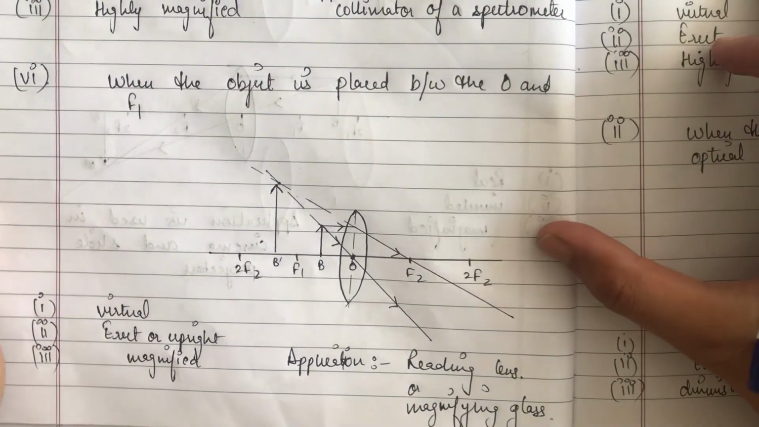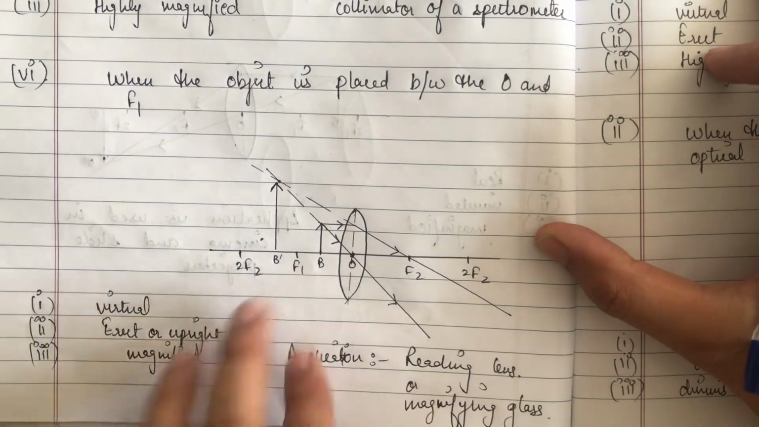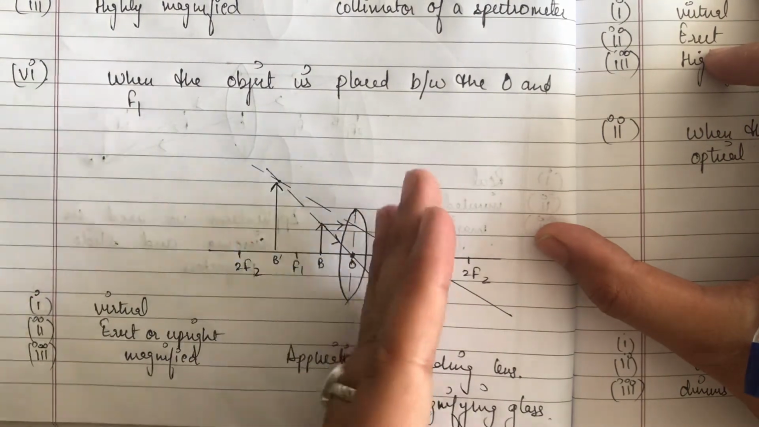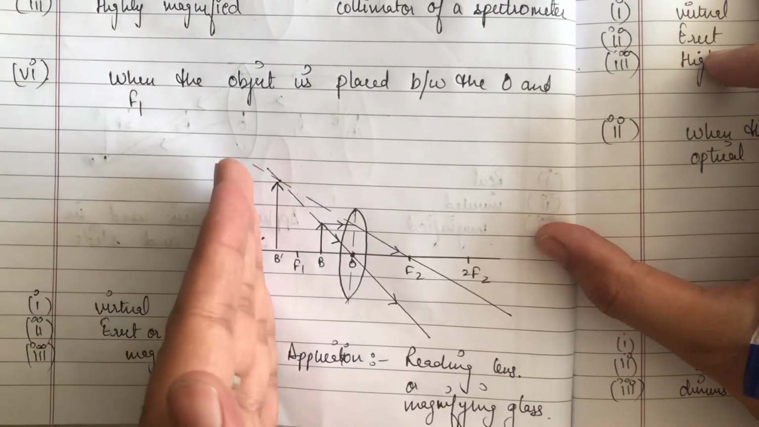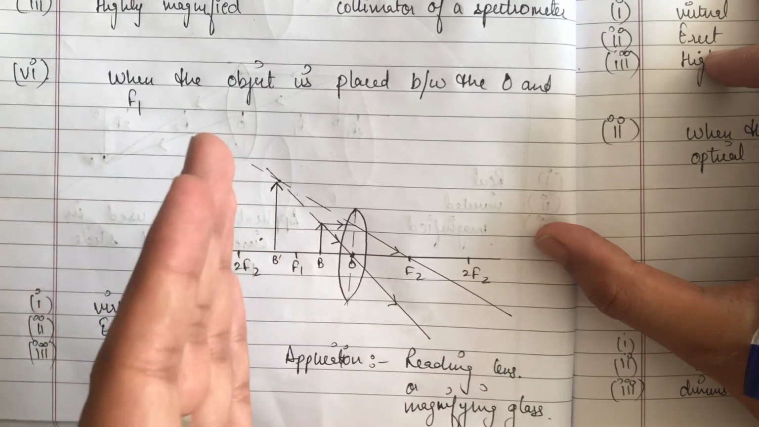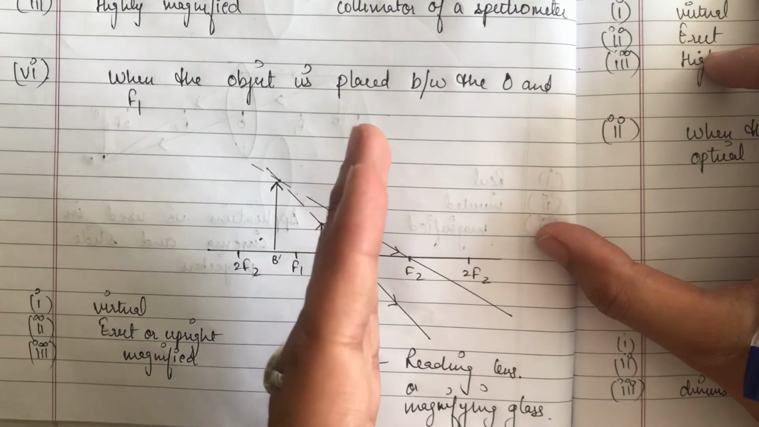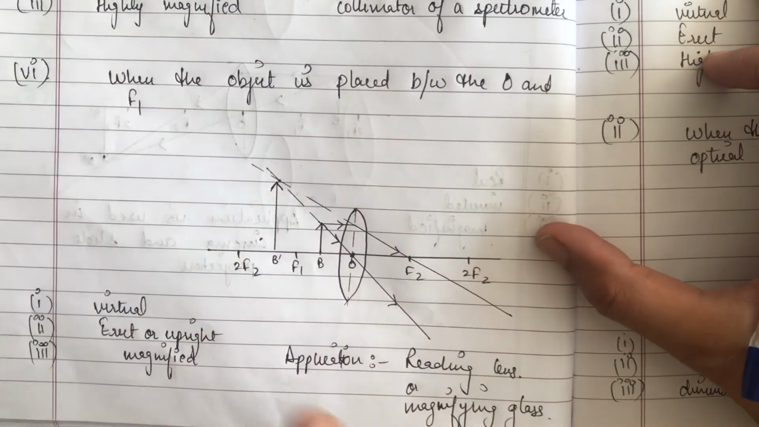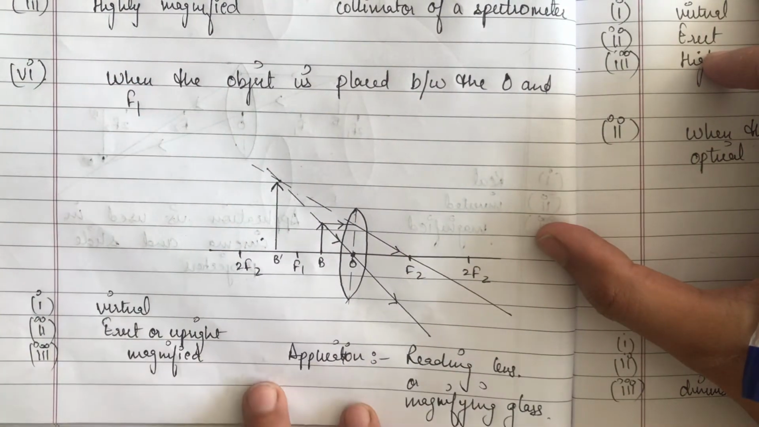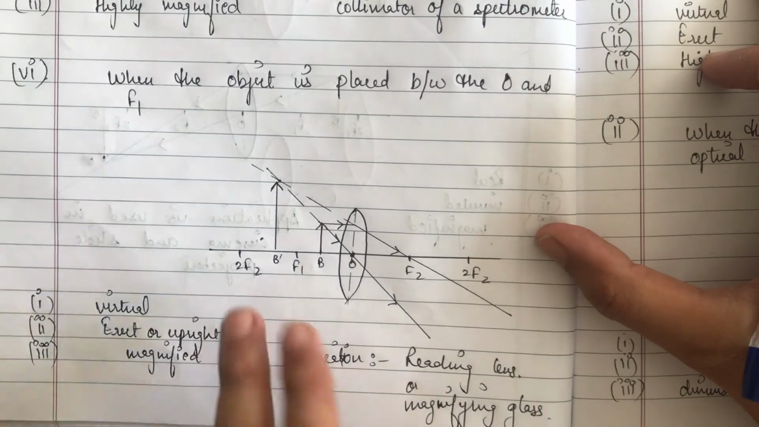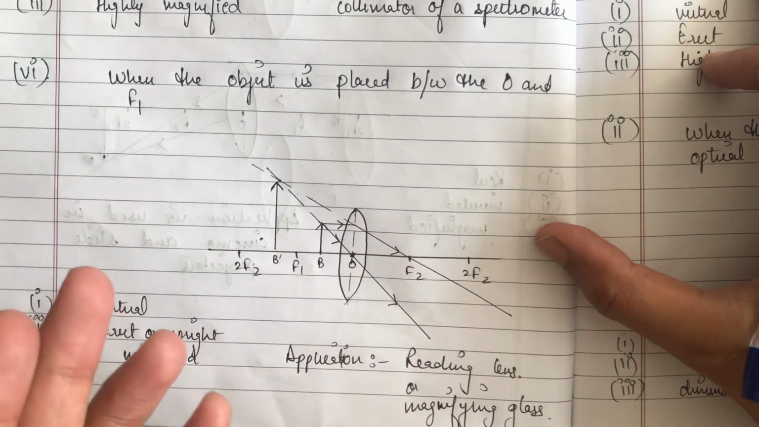So the nature of the image, we know this is virtual, because the image is being formed on this side of the mirror, behind the mirror. In the real case, when the image is real, it is formed in front of the mirror. In the virtual case, it is formed behind the mirror. Only in this case for the convex mirror the image is formed virtually, behind the mirror.